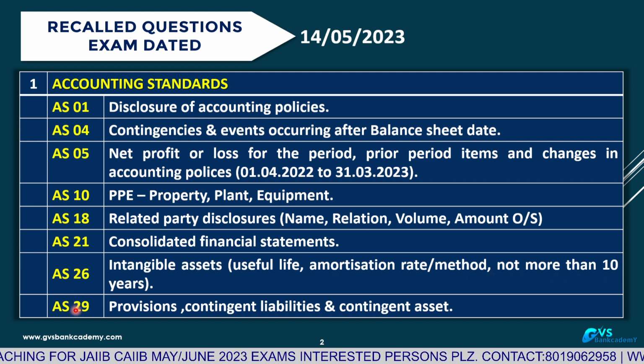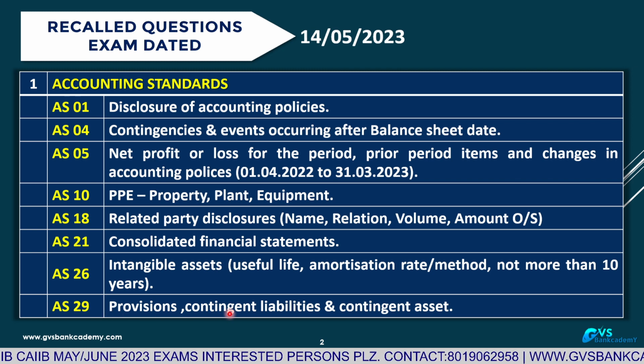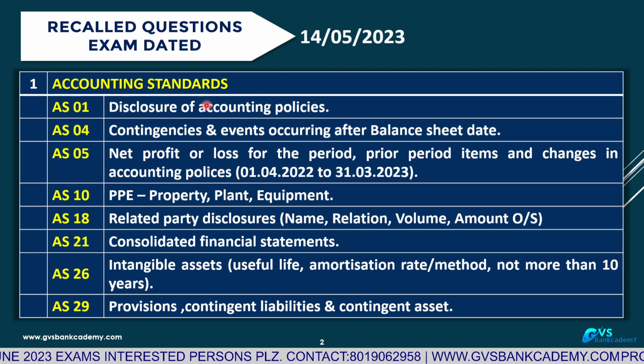This is Accounting Standard 29, provisions, contingent liabilities, contingent assets. 8 to 9 questions were asked in this exam. It means it is a very heavily weighted topic in the accountancy paper.